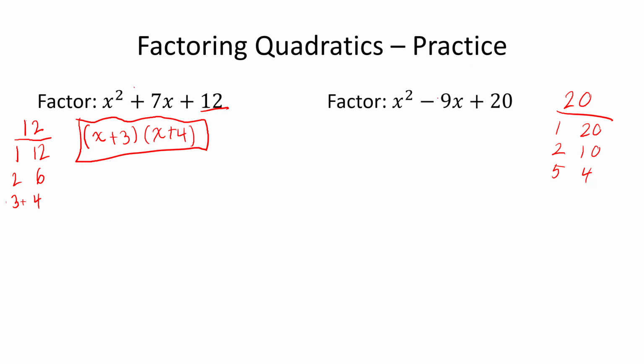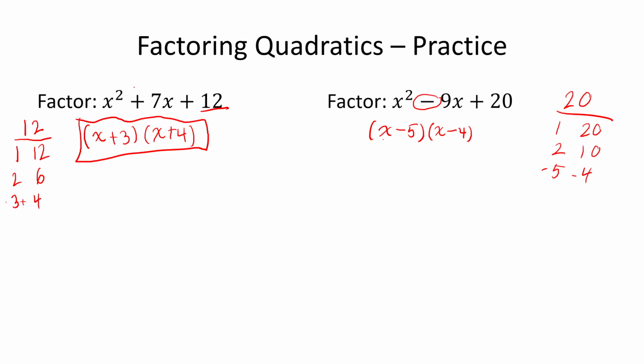But notice this is a -9, which means both of these have to be negative numbers, because a negative times a negative would give me that positive 20, but when we add them together, it would give me the -9. This means this factor is going to look like this, x minus 5, and then the other one here, x minus 4. It doesn't matter which one you put first. So I put x minus 5 and x minus 4, boom.